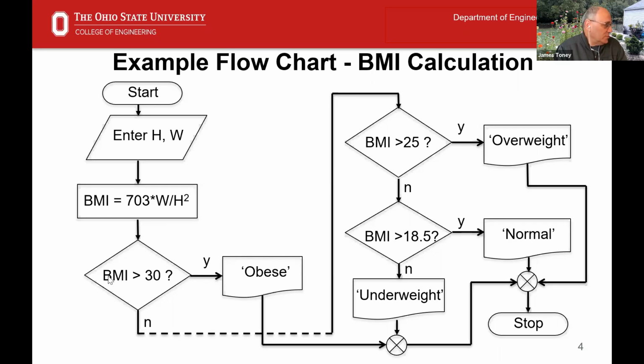If it's not true, then you go the other way. And I just had to bend it around to make it fit on one landscape slide. Go to the next branch. If that's true, you go this way, you print overweight, and then you skip to the end. Otherwise, you go to the next one. Right, and then they all come together here with these junctions. So that's what this symbol means. This is just multiple branches coming together, and then finally it stops. All right, so that's just a reminder about flowcharts.